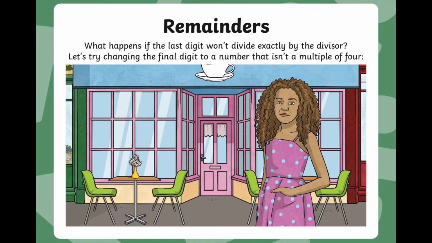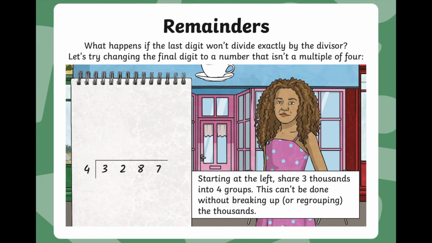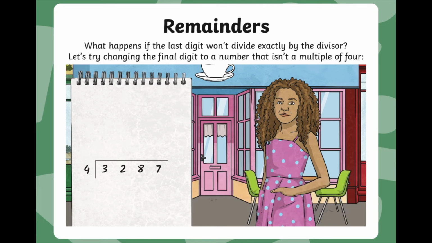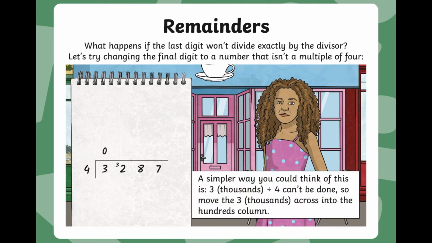Remainders. What happens if the last digit won't divide exactly by the divisor? Let's try changing the final digit to a number that isn't a multiple of 4. So, looking at 3,287 divided by 4. Starting at the left, share 3 thousands into 4 groups. This can't be done without breaking up or regrouping the thousands. So, we write 0 above the line and regroup, moving the 30 hundreds across into the hundreds column. A simpler way you could think of this is 3 divided by 4 can't be done, so move the 3 across into the hundreds column.